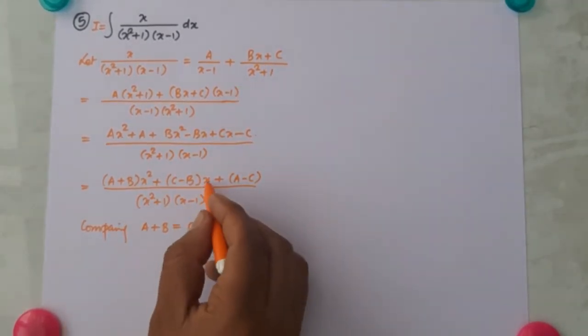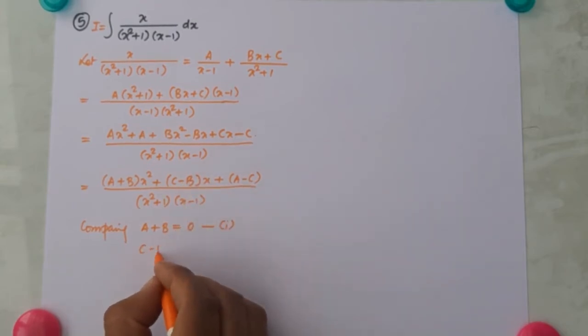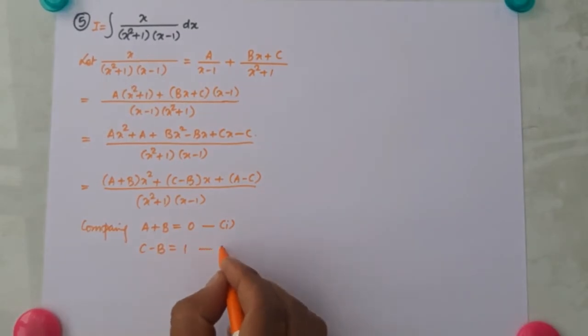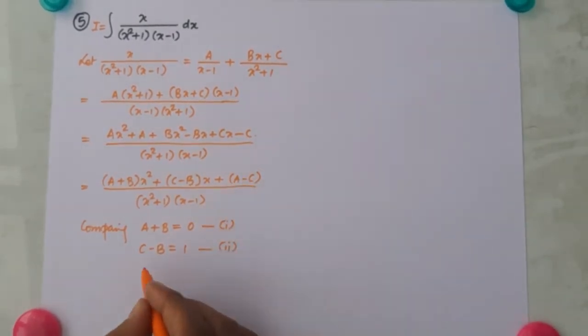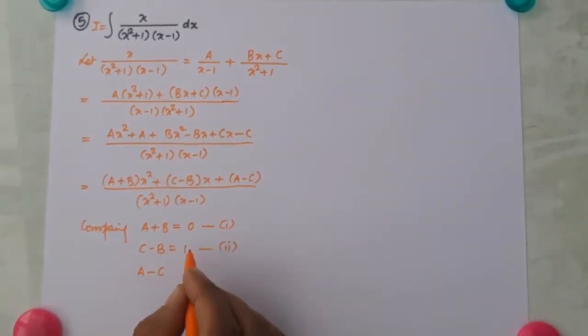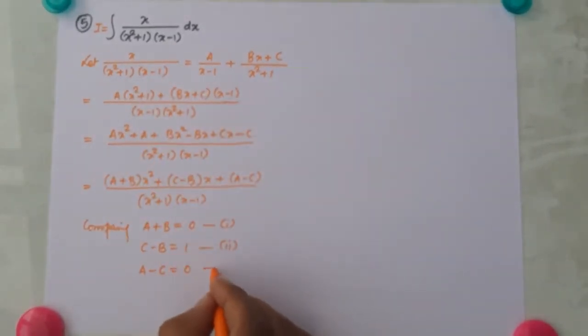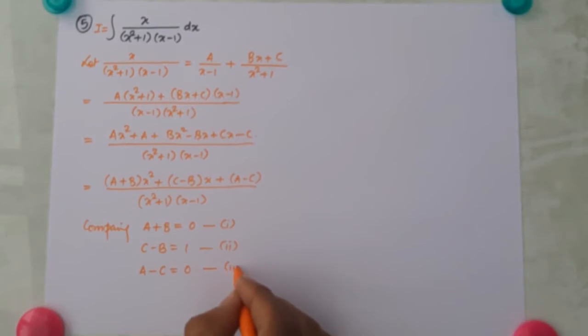Now the coefficient of x is c minus b. And do we have x here? Yes. So what is the coefficient of x? It is 1. So this is equation 2. So we have a minus c, the constant term. Do we have any constant here? No. So that's why this is equal to 0. So let me call this equation number 3.